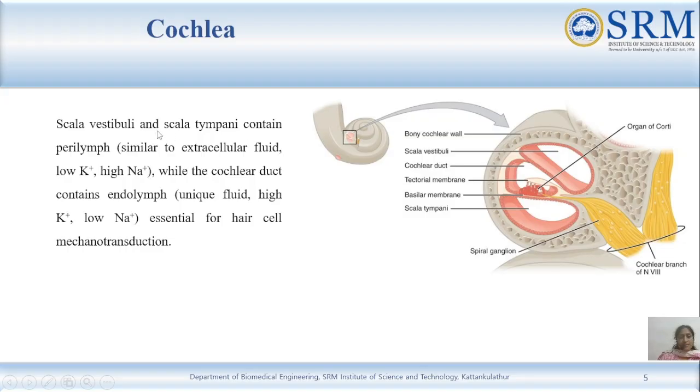The scala vestibuli and the scala tympani contain perilymph. Both the fluids are similar to the extracellular fluid, and they have low potassium and high sodium. While the cochlear duct is where all the mechanoelectrical transduction takes place. Here it contains the endolymph. The endolymph is a very unique fluid as it contains something to the contrary of the perilymph. So it contains high potassium and low sodium concentration, and this is essential for the hair cell mechanotransduction.